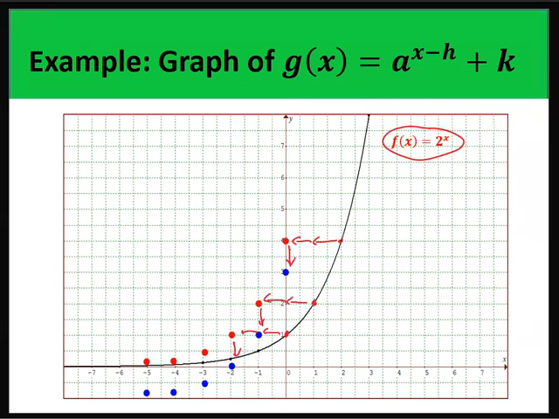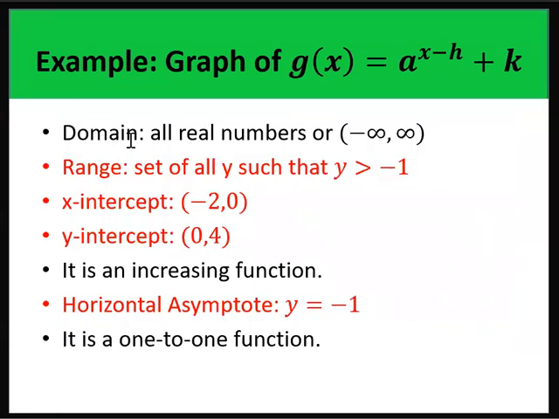Okay, so the blue points here are the points of the function g of x is equal to 2 raised to x plus 2, and then we have minus 1. So for the properties, we have the following. The domain is still all real numbers. The range is now y is greater than negative 1 because k is negative 1. And then the x-intercept and y-intercept will change.